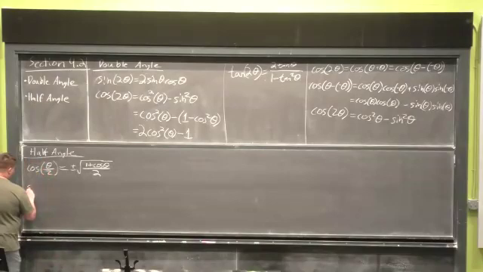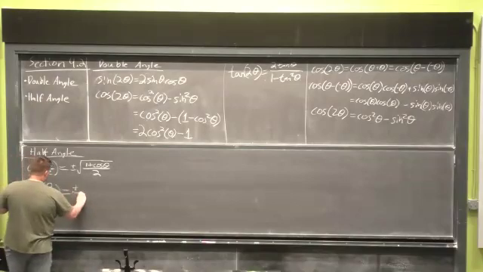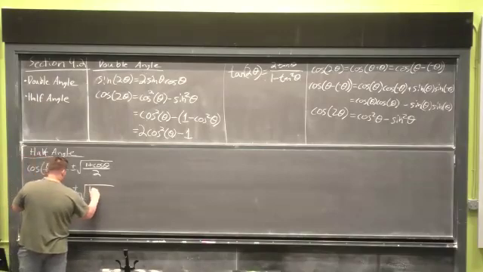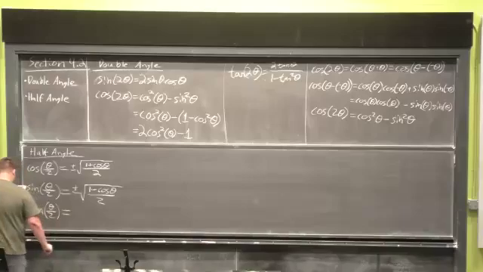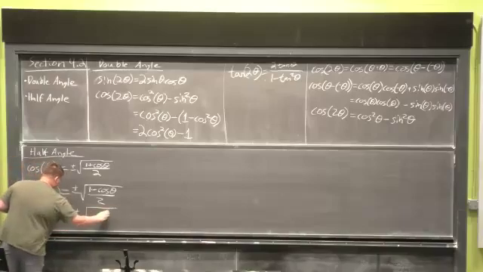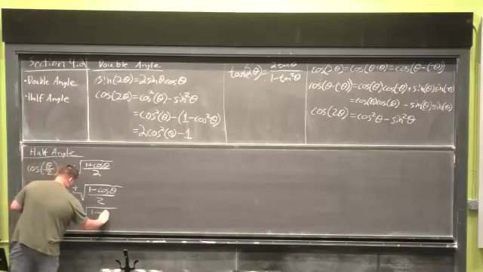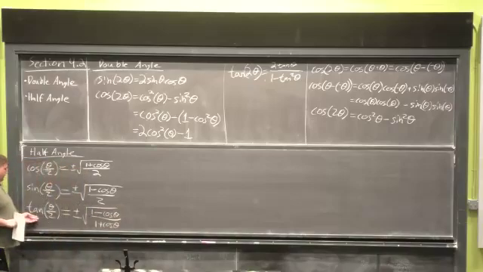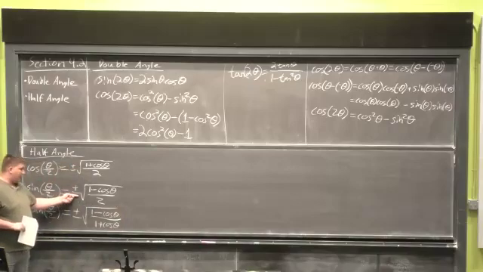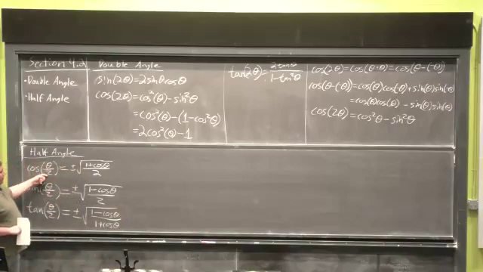And so for sine of theta over 2, we're going to have plus or minus square root of 1 minus cosine theta all over 2. And for tangent of theta over 2, we get plus or minus square root of 1 minus cosine theta all over 1 plus cosine theta. So in a similar fashion, you can see that this tangent is really just sine of theta over 2 divided by cosine of theta over 2.